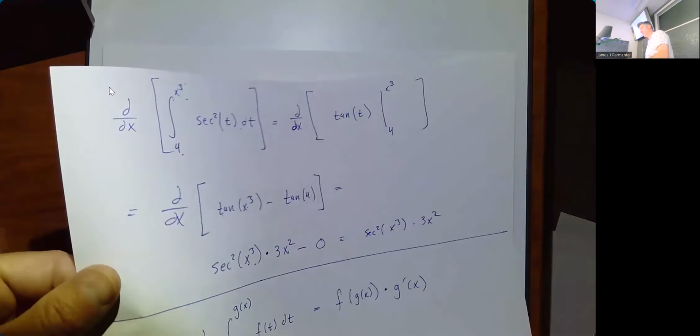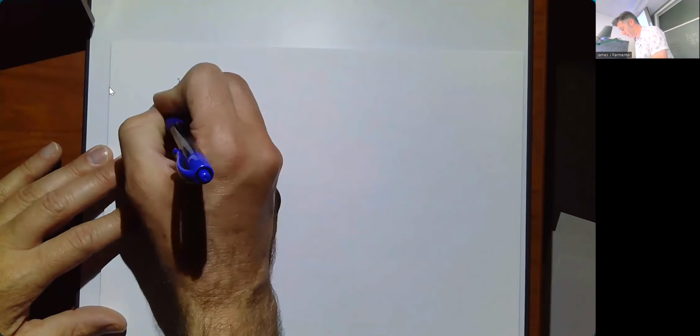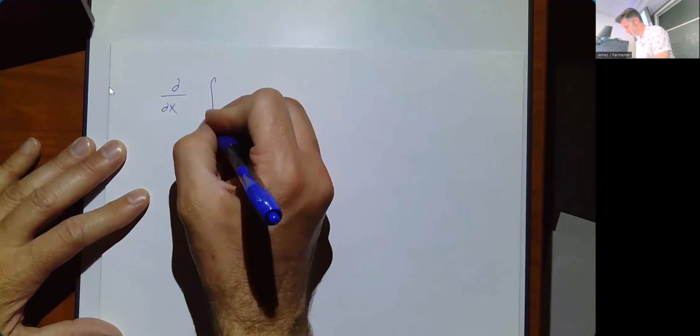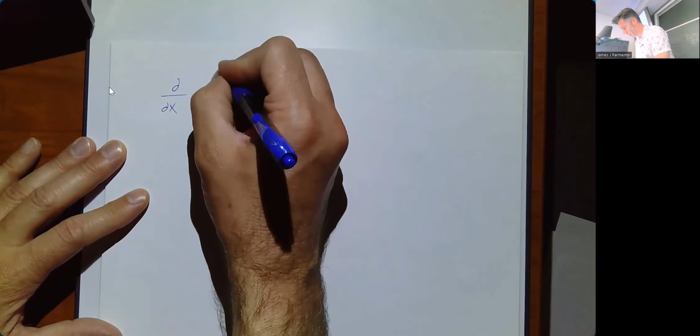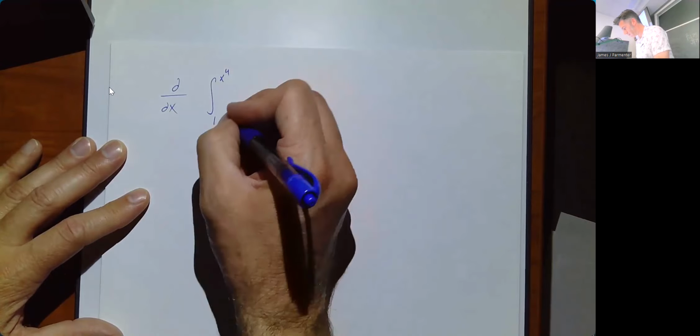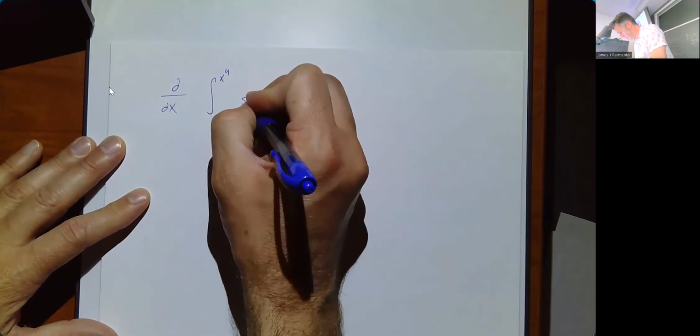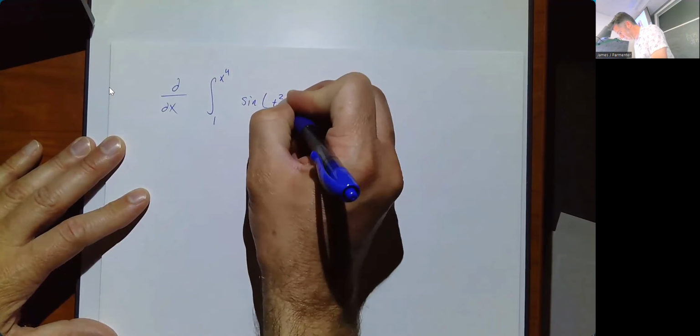Let me have you all try one. I want you to do this the short way, so not finding the antiderivative. I want you to find the derivative of the integral from 1 to x to the 4th power of, what, James? Of sine of t squared minus 2.